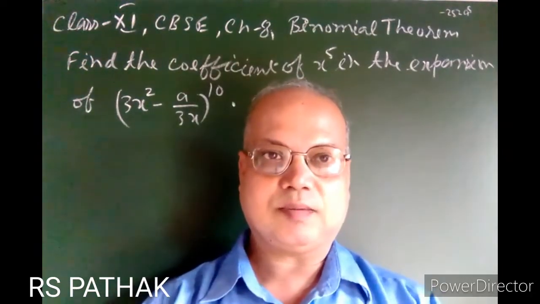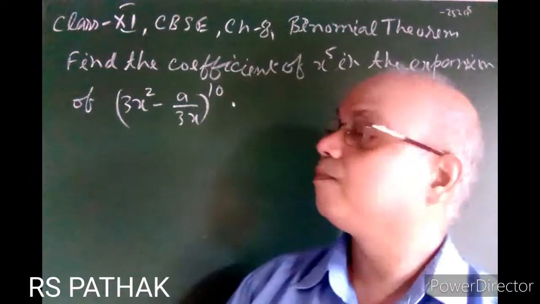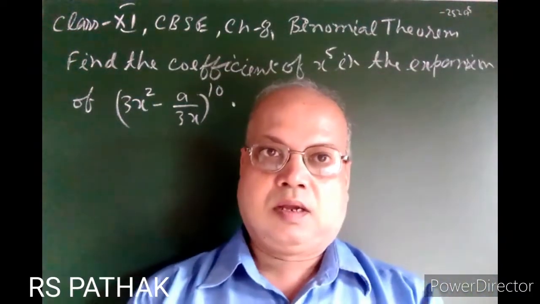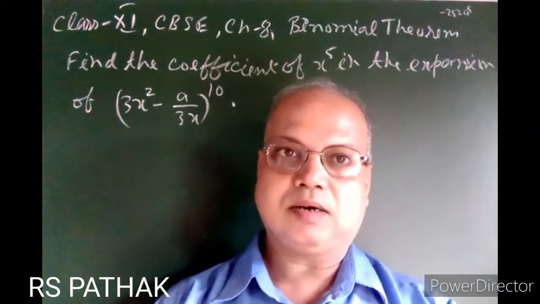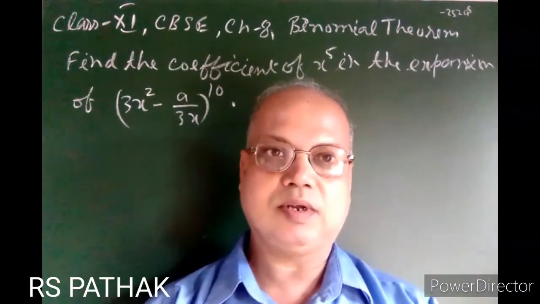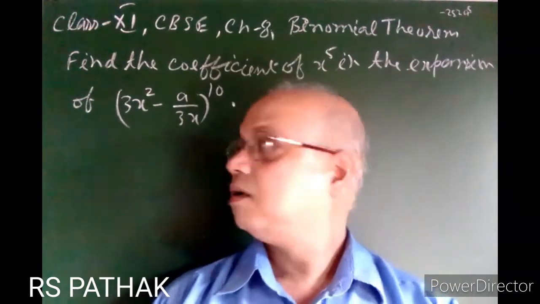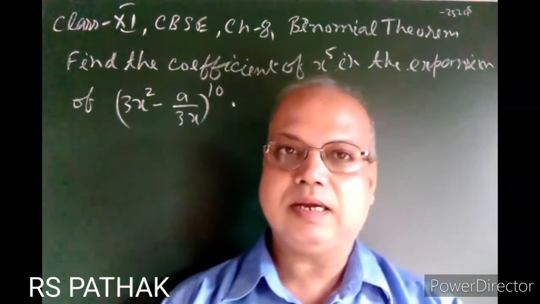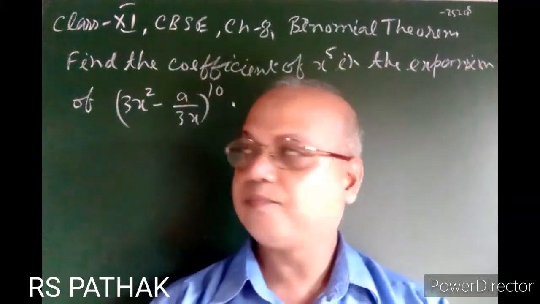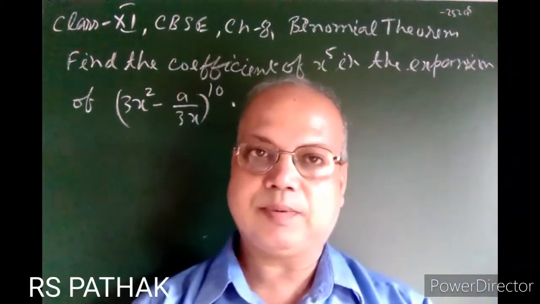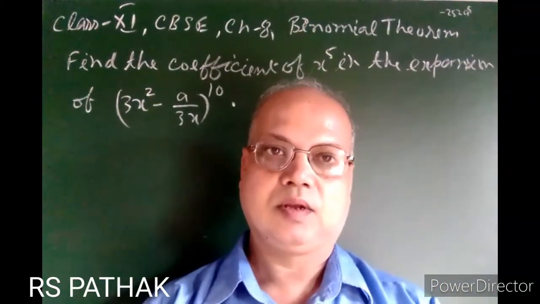Okay, let's start chapter 5, chapter 8, binomial theorem. The question is like this. Find the coefficient of x to power 5 in the expansion of (3x square minus a upon 3x) to power 10. You have to find the coefficient of x to power 5.